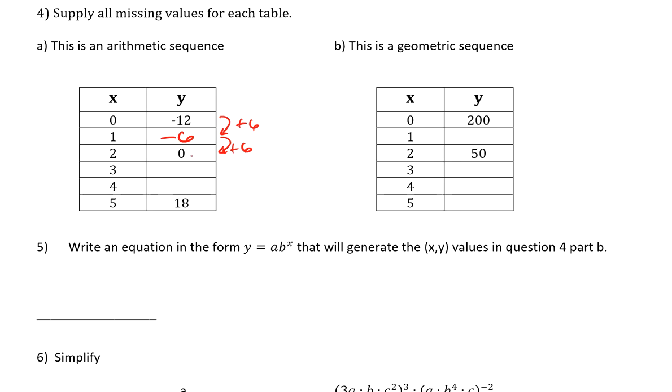Negative 6 plus 6 is 0. Add 6 to that, you get a 6. Add 6 to that, you get a 12. Add 6 to that, you get 18. So those are our 3 values for A.